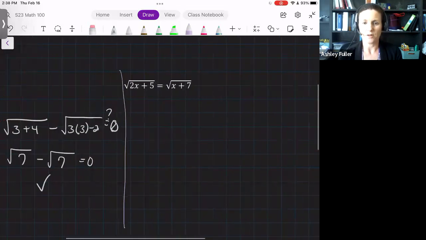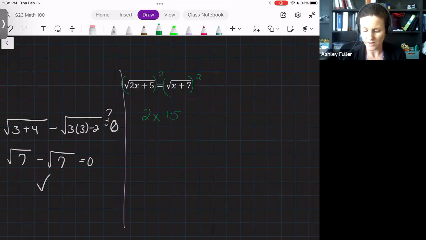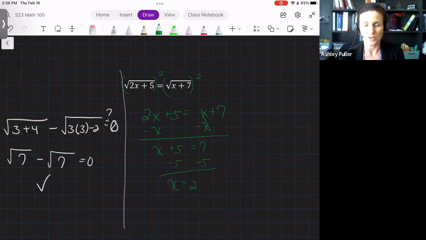As another example, if I have a radical that is already isolated, I can simply begin by using the index power to get rid of the radical. I'm going to square both sides, which leaves me with 2x plus 5 equals x plus 7. Again, a linear equation now where I can subtract x from both sides to get my variables together, subtract 5 from both sides, and I end up with x equals 2.